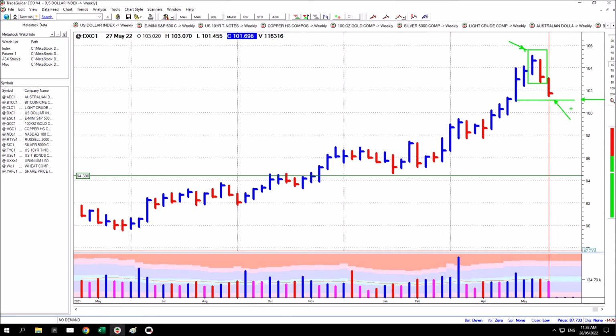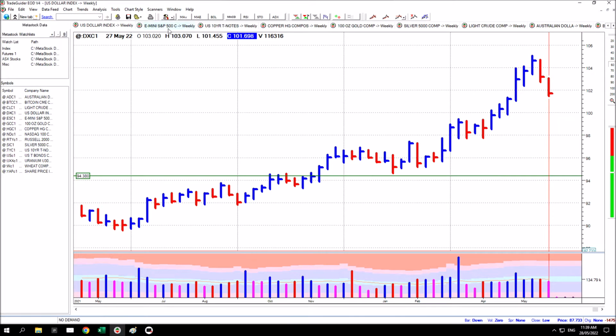If it's clearly broken to the downside and confirmed, so if it pushed lower, attempted to recover, and then was unable to recover, that would be a serious event in the market.